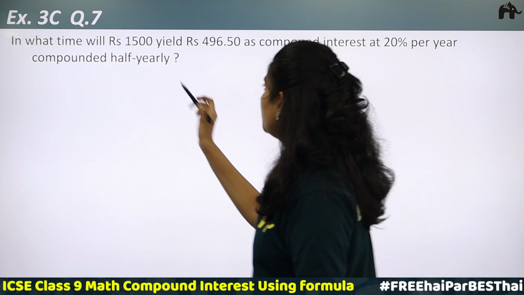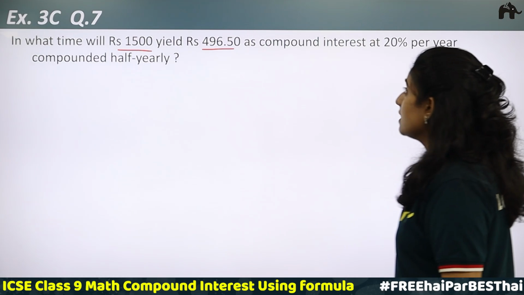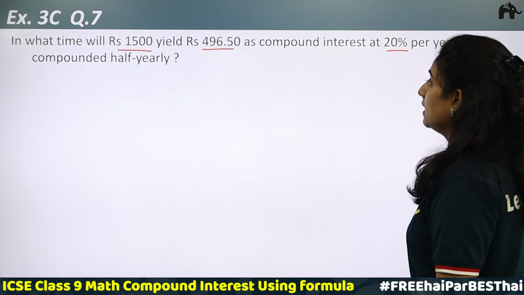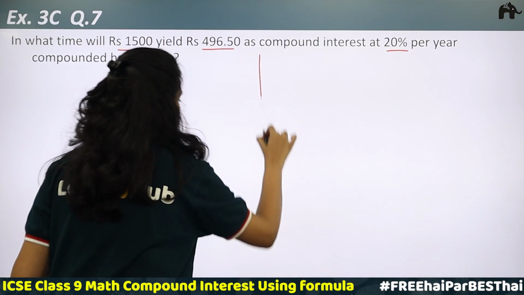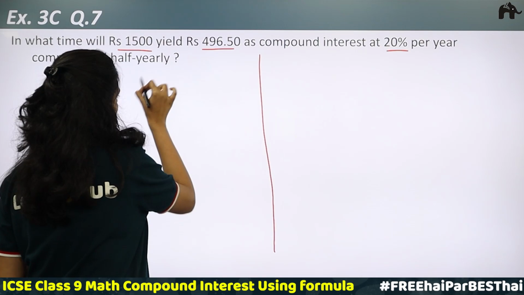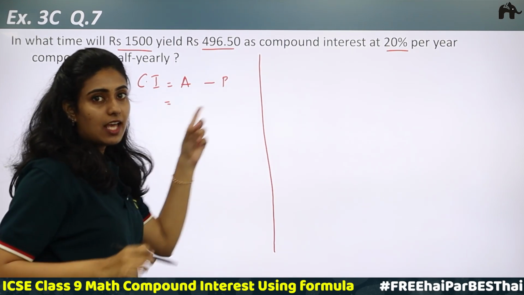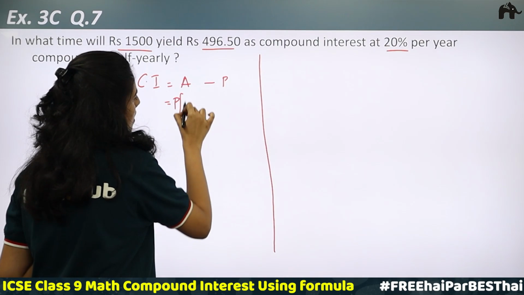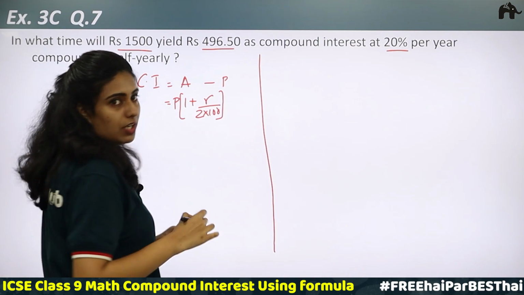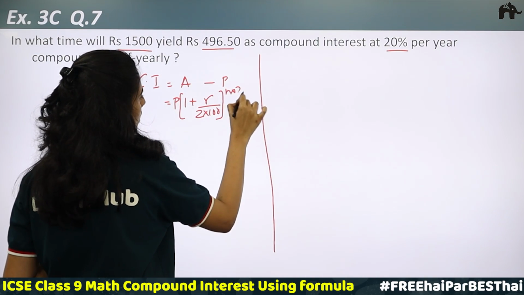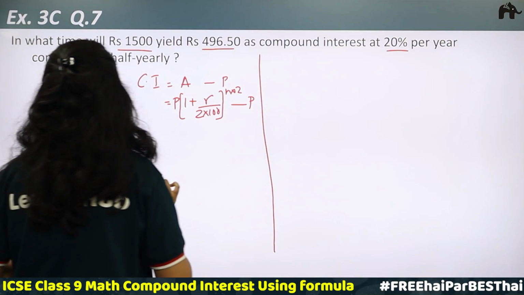In what time will rupees 1,500 yield rupees 496.50 as compound interest at 20% per year compounded half yearly? So what is the formula that is to be used? Here the compound interest is equal to amount minus principal, and here the amount will be P into (1 plus R divided by 2 into 100) whole raised to N into 2, minus P. Okay, this will be the compound interest.